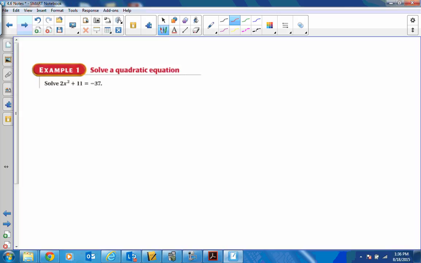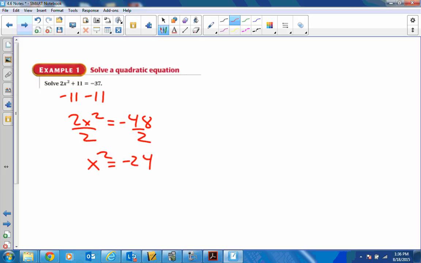So first step, solving. We subtract 11 from both sides. We get 2x squared equals -48. Divide by 2, divide by 2. x squared equals -24. Then we take the square root and take the square root. Now, when we take the square root, we get x equals, you always have to put plus or minus when you take the square root of something, because it's a positive, negative answer.